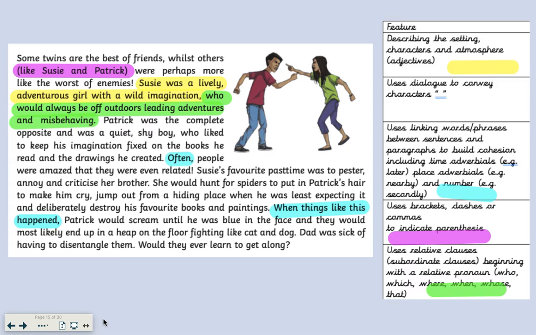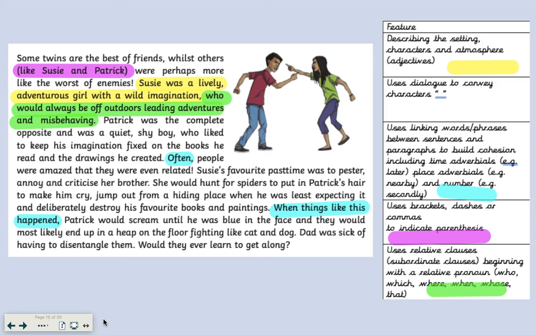Normally in school we would be able to do this feature spotting nice and easy with our colours, making it all nice and neat. But it's a little bit more difficult with the online learning. So we're just going to use the colours to show you today. And then I'll show you how we drop them down just as we did yesterday, okay? Then we have yellow for Susie was a lively, adventurous girl with a wild imagination. I have highlighted that yellow because it adds extra description about our character Susie. It used adjectives, lively, adventurous girl with a wild imagination, rather than just saying Susie was a girl with a wild imagination. It's just more exciting to read with more description.